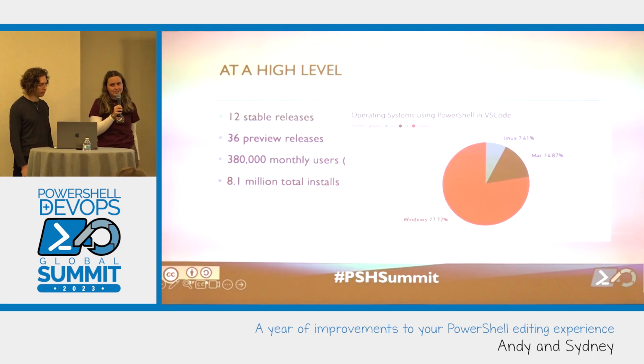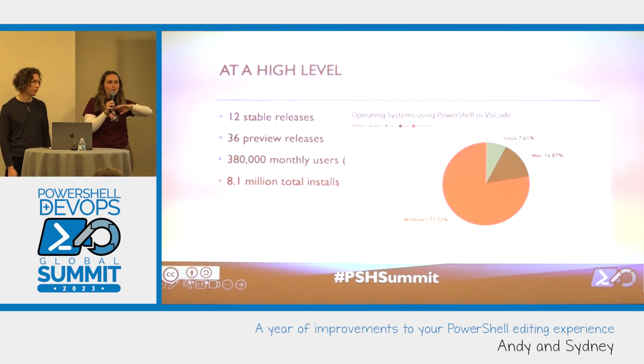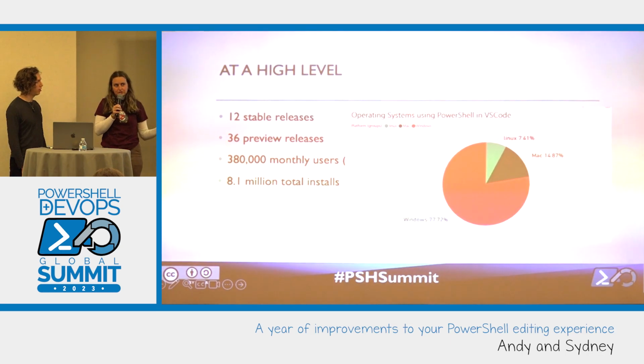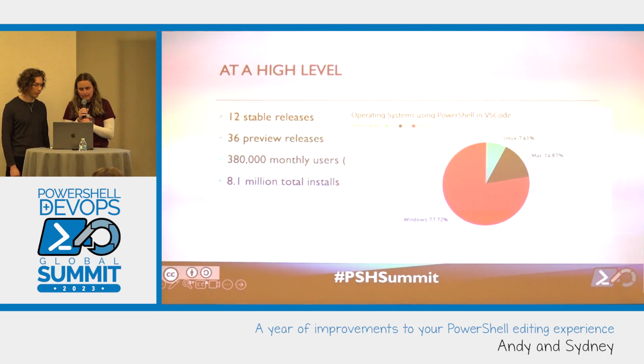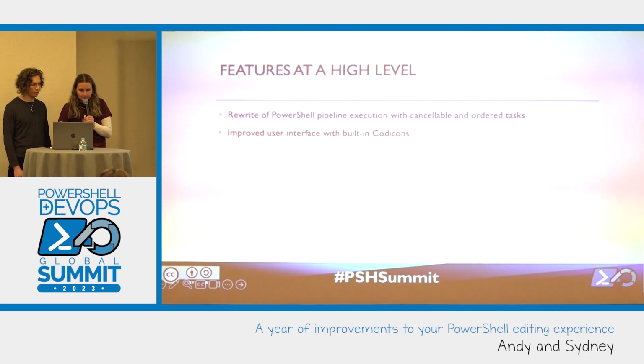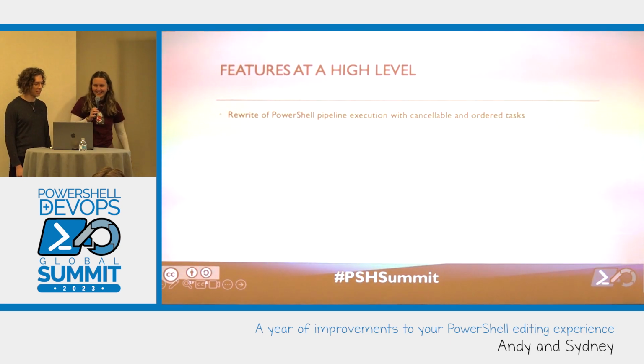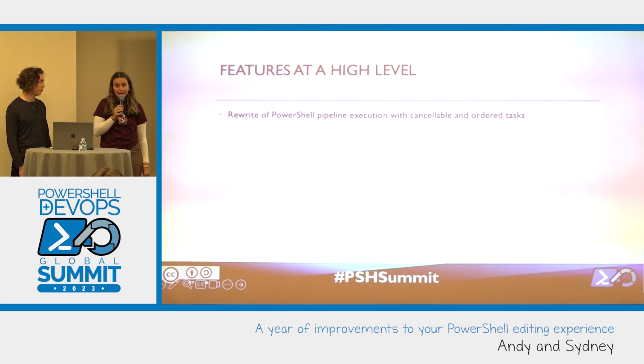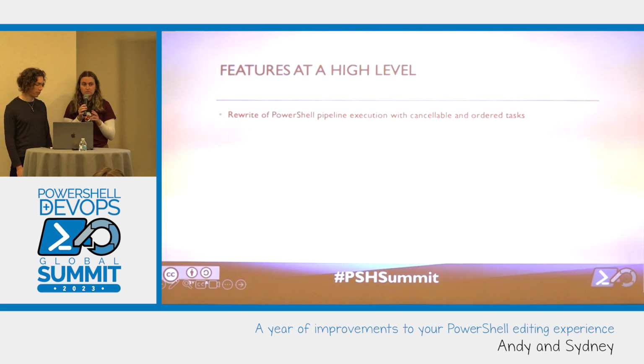But the bulk of this presentation of what we want to talk about is really digging into what we've spent the last year doing, what features we've invested in, and what our team has been up to. So the first, or I'll go back, just focus on the first one. So the first major thing we delivered about a year ago was a rewrite of our PowerShell pipeline execution with cancelable and ordered tasks. This is kind of a mouthful, and this was a really big rewrite of our PowerShell extension. This actually took us 2 years to complete this rewrite.